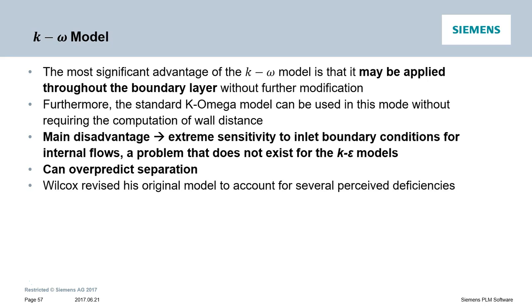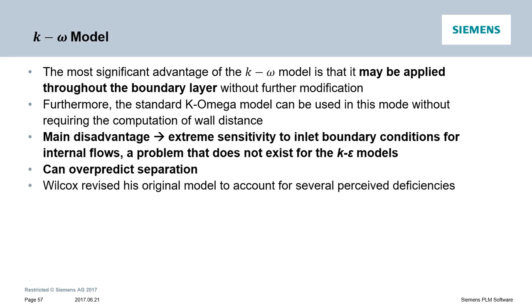While the main disadvantage is that it's extremely sensitive to inlet boundary conditions for internal flows or free stream conditions for external flows, a problem which does not exist for K epsilon models. To the extent that a small change in inlet conditions or free stream conditions can change my solution significantly. And it also tends to overpredict separation. And then later Wilcox revised his original model to account for these several apparent deficiencies.